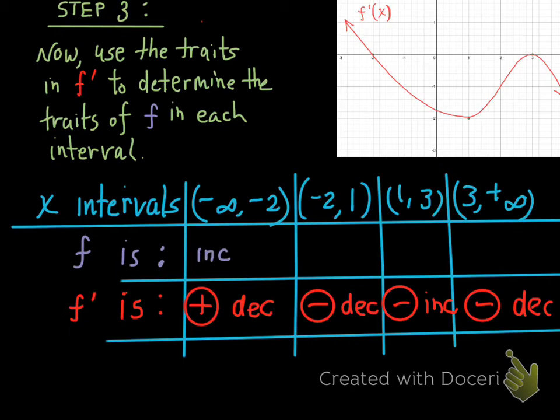So this first interval from negative infinity to -2, since f prime is positive, I know that f is increasing. And because f prime is decreasing, f will be concave down. So the 2 clues in f prime provide for me 2 traits in f. In the next interval, f prime is negative, therefore f is decreasing. F prime is decreasing, therefore f is concave down.